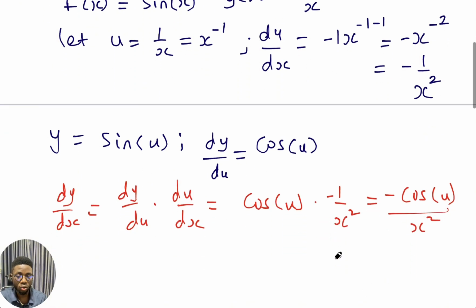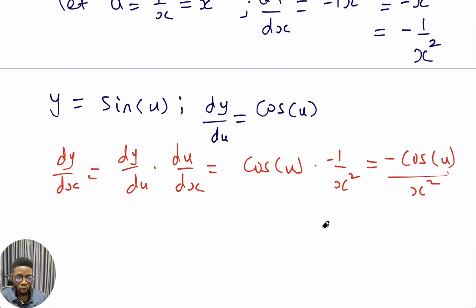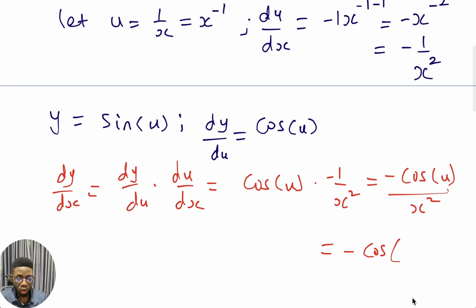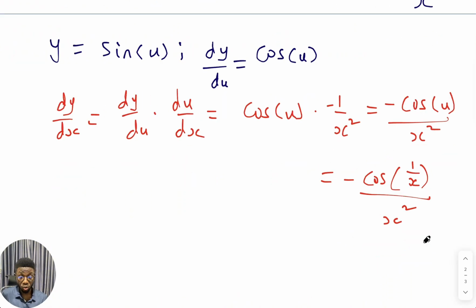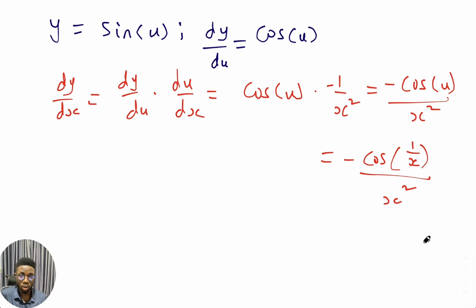And the final thing to do is to substitute our value, which is going to be negative cosine of what's u? u initially was given to be 1 over x. So negative cosine of 1 divided by x, everything divided by x squared. And this is how you apply the chain rule. Of course, there are more difficult problems than this, and it's just the same approach.